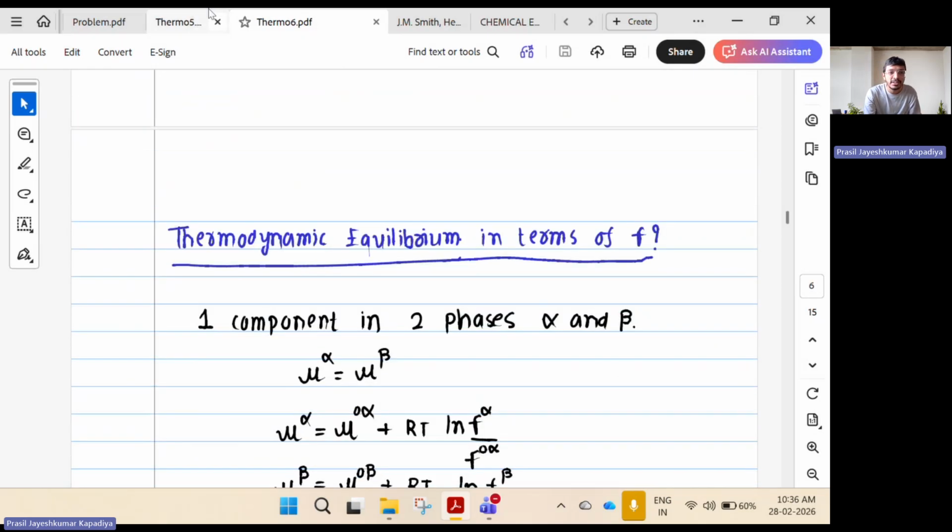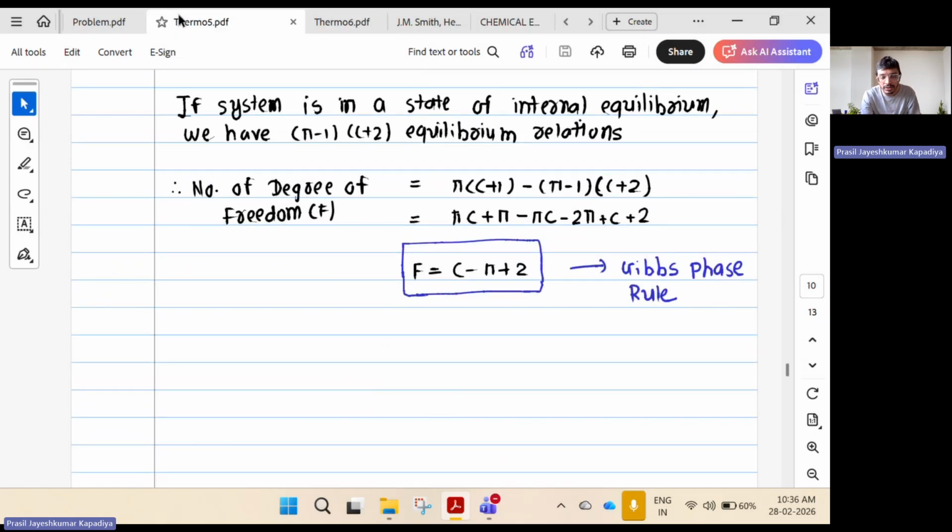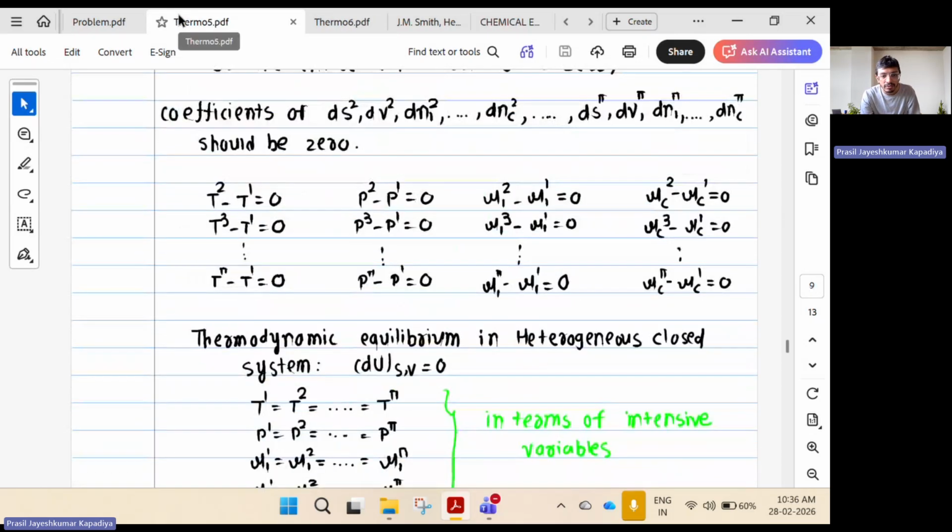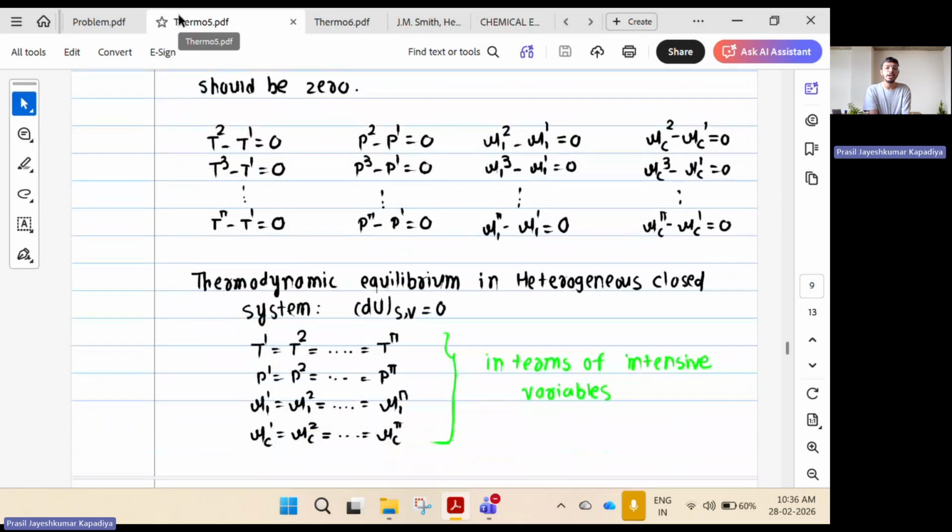Just ahead we had a look at the condition of thermodynamic equilibrium: temperature in all phases should be the same, pressure in all phases should be the same, and the chemical potential of each component in each phase must be the same. Temperature should be the same in each phase, pressure should be the same in each phase, and the chemical potential of each component should be the same in each phase.